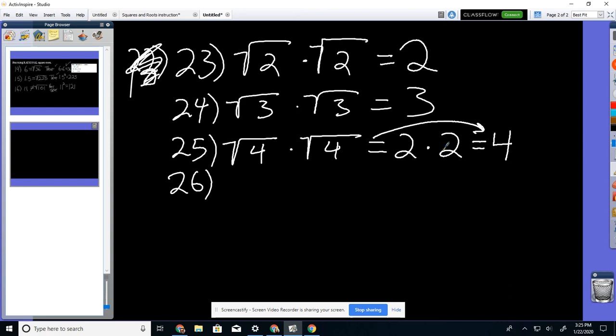All right. Hopefully that makes a little bit of sense. And then we have the last one, which hopefully by now is pretty straightforward and obvious. Square root of 5 times the square root of 5 is 5.